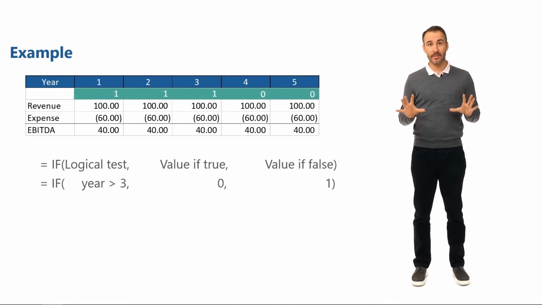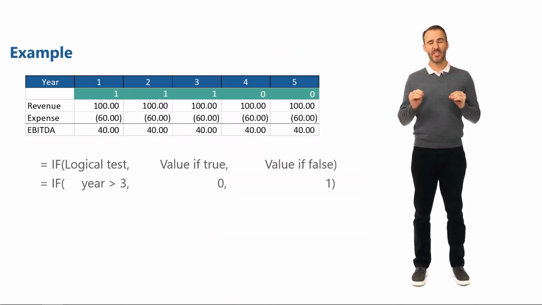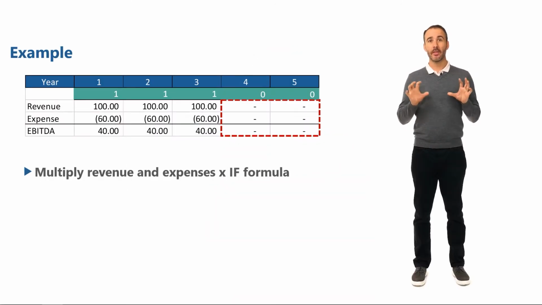I've added this if statement calculation directly above the revenue line in green. And given multiplying by 0 results in 0, if I multiply the revenue and expense line by this if formula, this set of 1s and 0s, the financial projection will be cut off after year 3, and my values in year 4 and 5 are equal to 0.